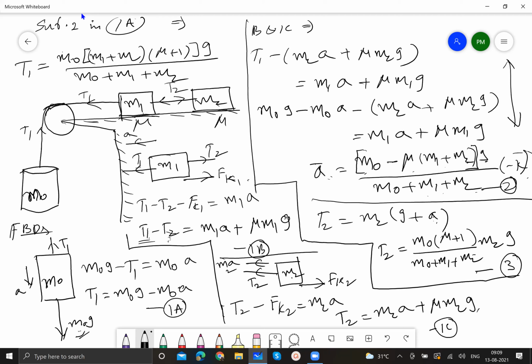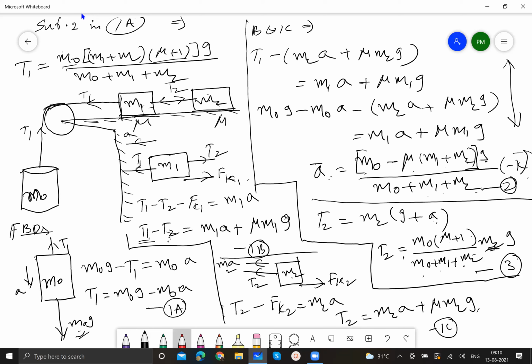So the logic I am telling you to remember: M naught into mu plus 1 is common for T1 and T2. Now, because T2 is acting only on M2, you are getting M2 into G. M naught into mu plus 1 by M naught plus M1 plus M2 is common for both. T2 is acting only on M2, so it's coming M2G. T1 is acting on both M1 and M2, therefore you are getting M1 plus M2 into G. So logically also you can remember.